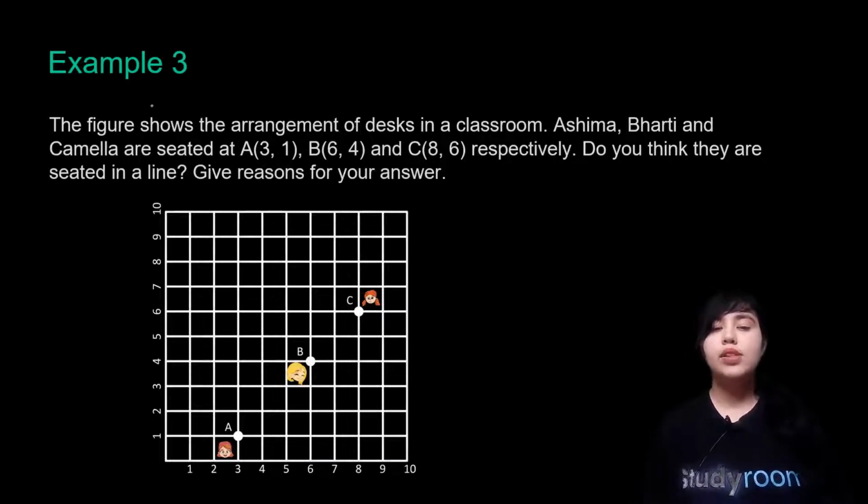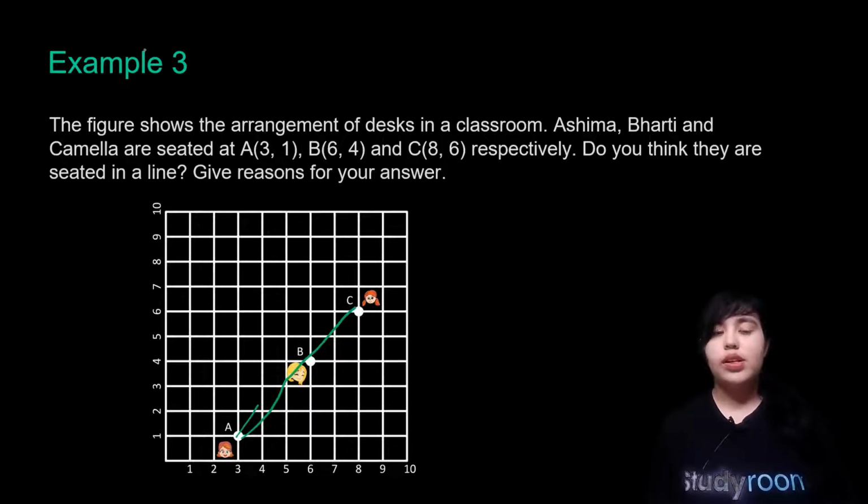Then we have example 3 over here. So there are 3 girls who are sitting in a classroom, Ashima, Bharti and Kamala, and their positions are A, B and C respectively. So this is A (3,1), B (6,4), C (8,6). Okay, so you have to tell if they are seated in a line, which means if I can join them by a line. Okay, so how do you tell this?